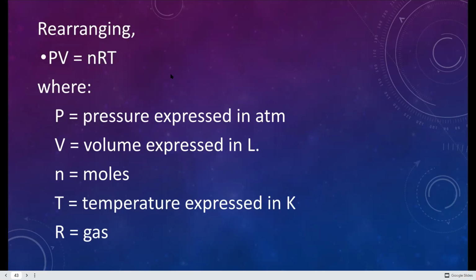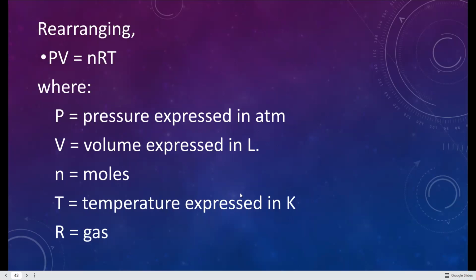Wherein P is pressure expressed in atm, or atmospheric pressure. V is volume expressed in liters. n is moles, of course. T is temperature expressed in Kelvin. But if the question is asking for centigrade or Celsius, you need to give the Celsius. But if it is not actually asking for degrees Celsius, then you need to convert that into Kelvin. R is the gas or proportionality constant.